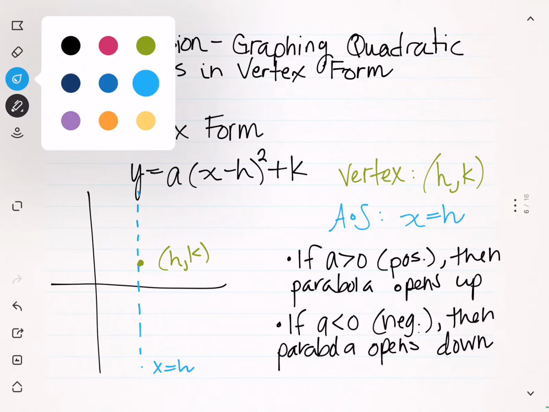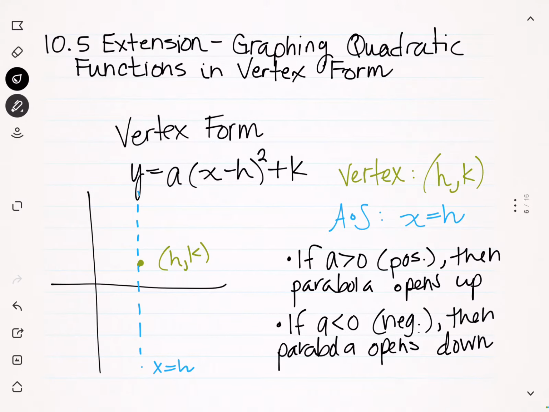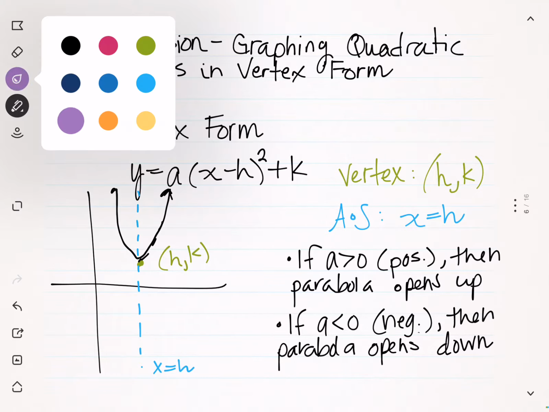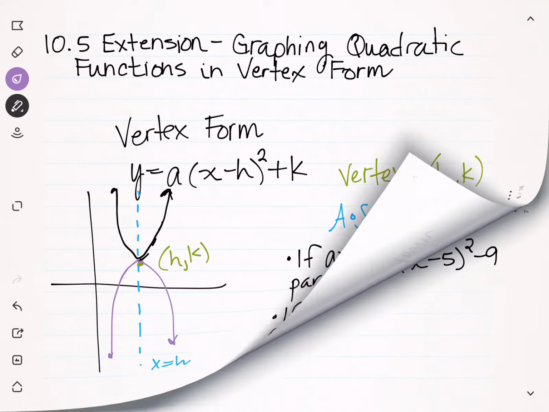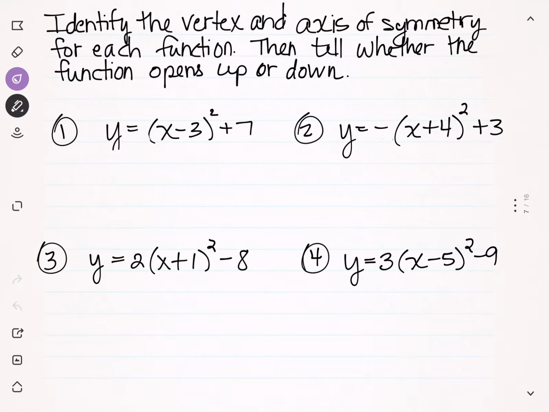And then you're going to look at the value of a, and if a is positive, you're going to open up around that axis of symmetry. And if the value of a is negative, then you will open down around that axis of symmetry. Okay, so let's look at a few problems here. We're going to identify the vertex and axis of symmetry for all 4 problems, and then we're going to tell whether the function opens up or down.